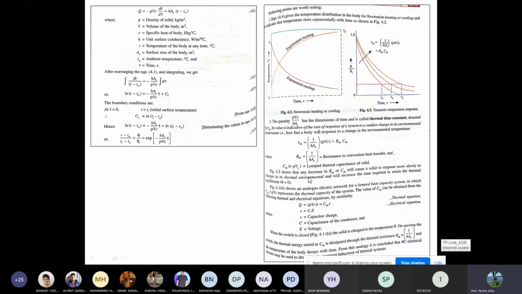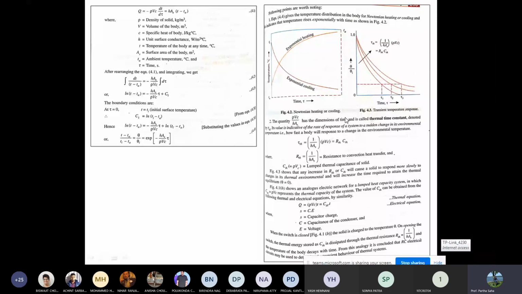Figure 4.3 shows that an increase in the thermal time constant will cause a solid to respond more slowly to a change in its thermal environment, because the change is very small. You can see tau 1, tau 2, and these are different times. And you increase the time required to attain thermal equilibrium.